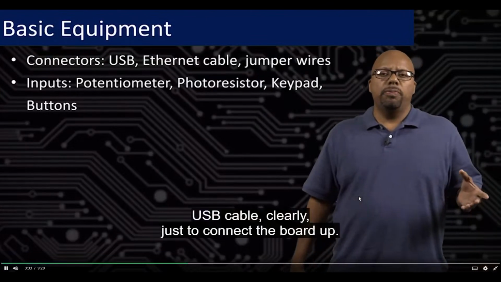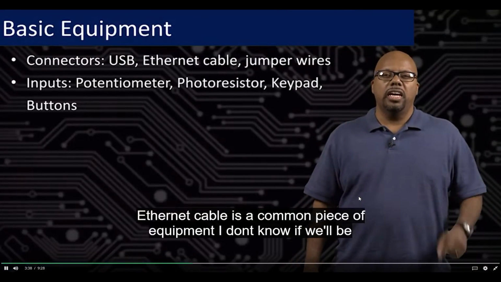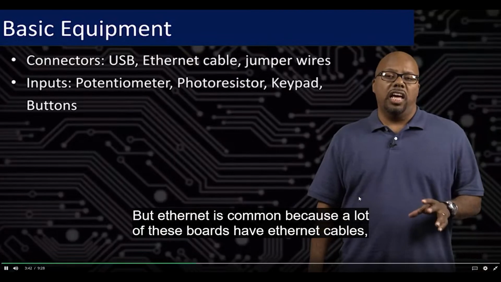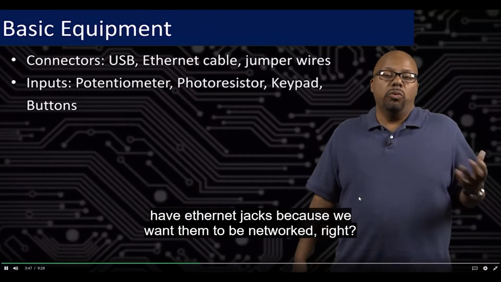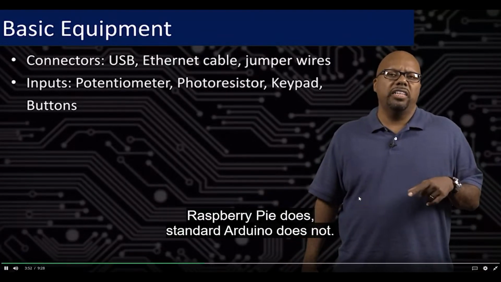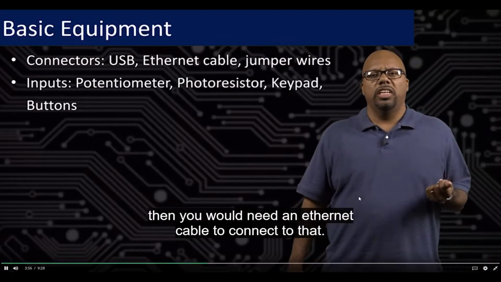Now, other equipment you're going to get. USB cable, clearly, just to connect the board up. Ethernet cable is a common piece of equipment. I don't know if we'll be using that, but Ethernet is common because a lot of these boards have Ethernet jacks, because we want them to be networked, right? We're talking about Internet of Things, so it's common to have an Ethernet jack. Raspberry Pi does, standard Arduino does not, but it's common to have Ethernet jacks, and then you would need an Ethernet cable to connect to that.